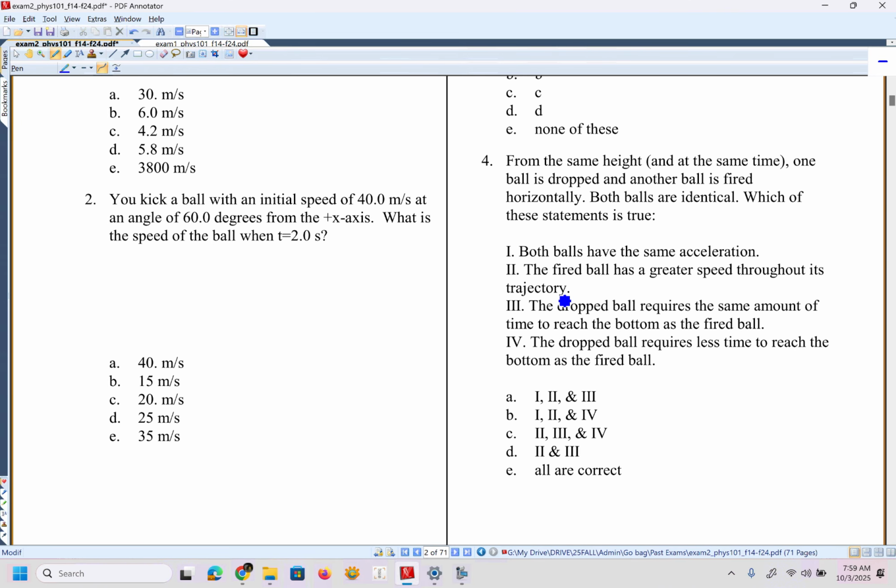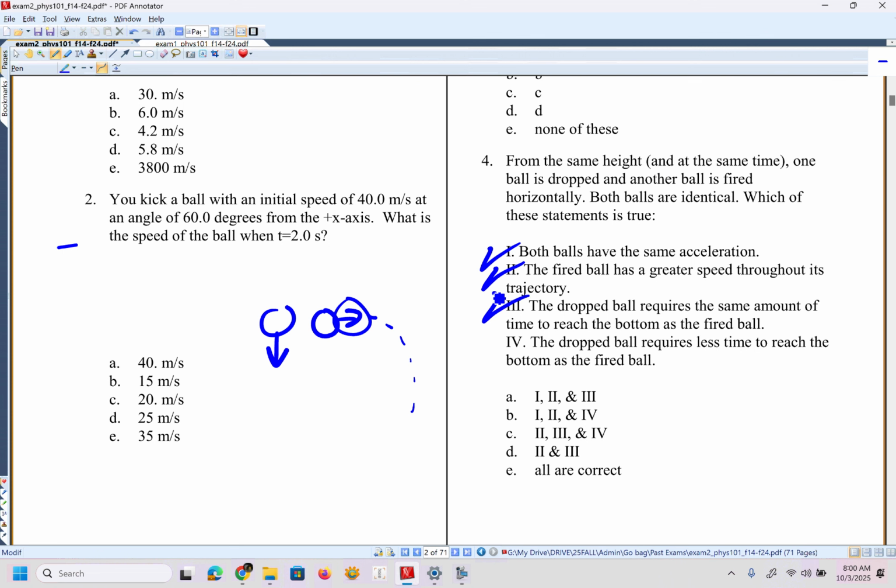Let's look at this number 4. From the same height and same time, one ball is dropped and another ball is fired. That is, I drop a ball like that, and then I fire a ball like that. Both balls have the same acceleration, do they? Yes, they both have the acceleration due to gravity. The fired ball has a greater speed. Is that true? It is true, right, because it has that additional x velocity. The drop ball requires the same amount of time to reach the bottom as the fired ball. Is that true? It is true.